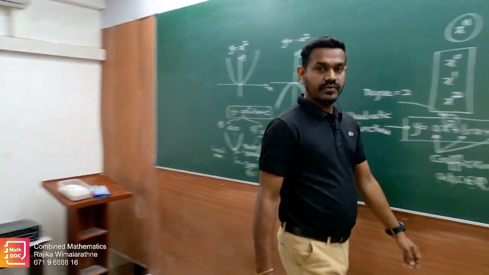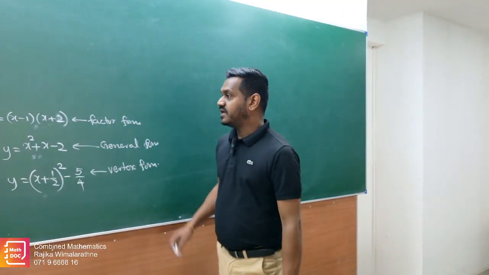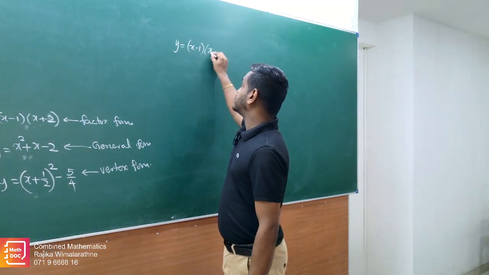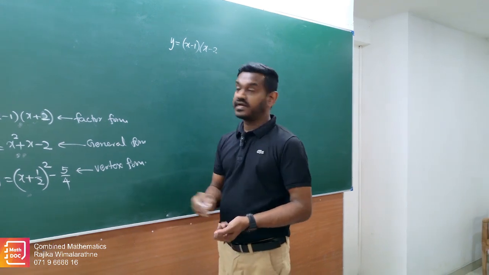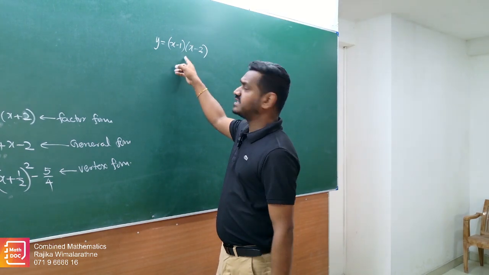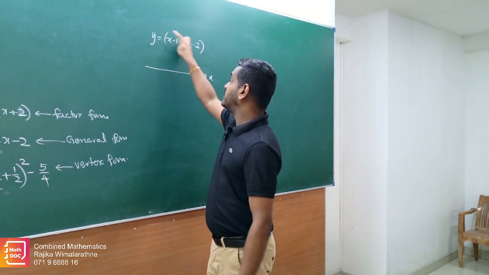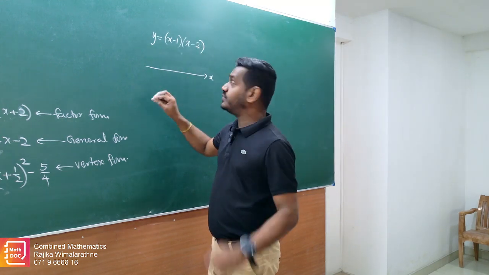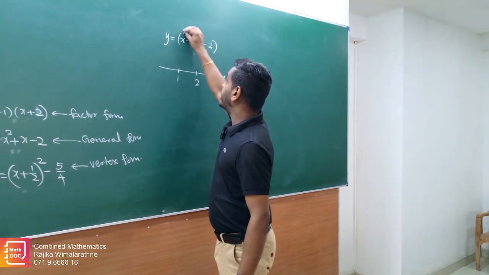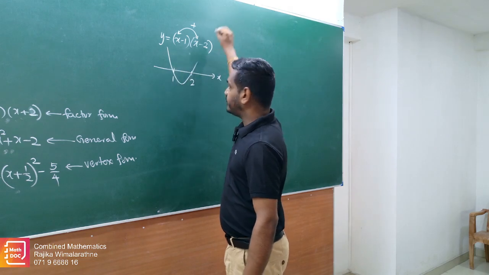Okay. Now check this example. y equals (x minus 1)(x minus 2). It is a quadratic in factor form, so we can easily sketch this. This is the x-axis. Here the factor zero values are 1 and 2. When you expand this, the x squared coefficient is positive, so you sketch a minimum shape.